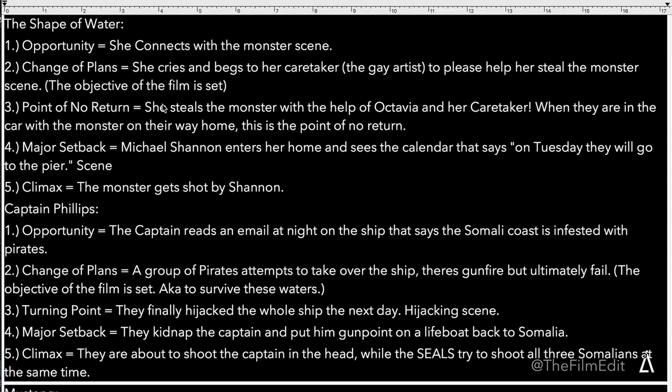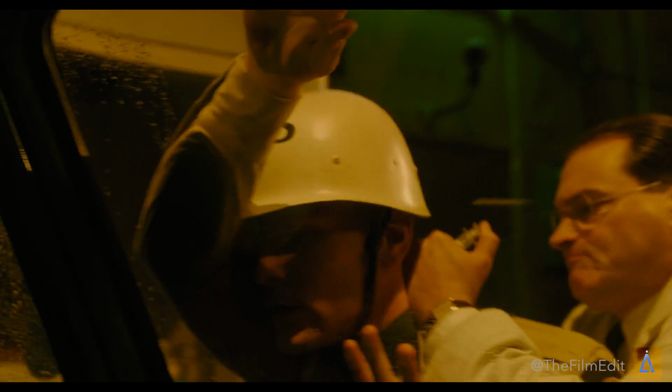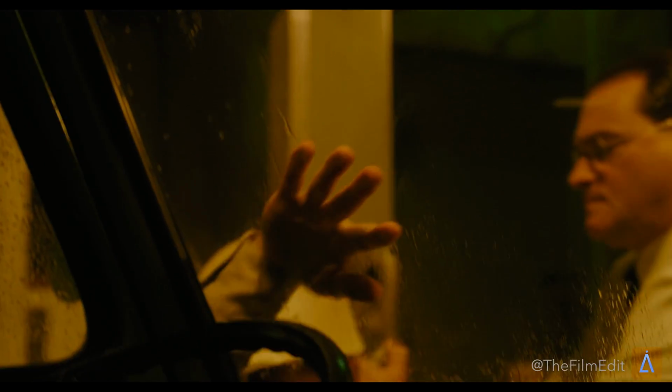And turning point of no return is when she steals the monster with the help of Octavia Spencer and her caretaker. So as you guys remember the getaway scene.